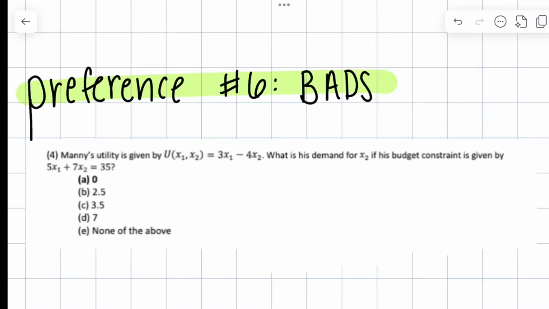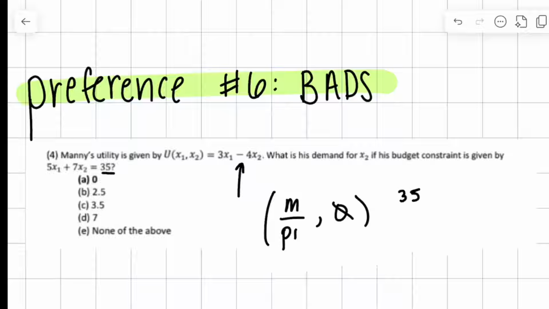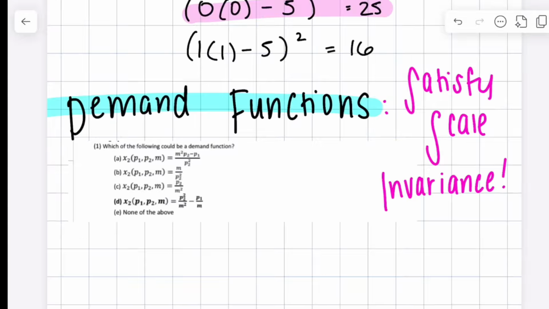Then we have this preference, which are bads. We see there's a negative in front of this x2, which means that x2 is giving us negative utility. Therefore, we don't want to consume x2 at all. We're only going to consume x1. If we're only consuming x1, we know that's going to be m over p1, 0. Our income is 35 since they gave us that budget constraint, and the price of 1 is 5. So our optimal amount of x1 is going to be 7, and our optimal amount of x2 is going to be 0.